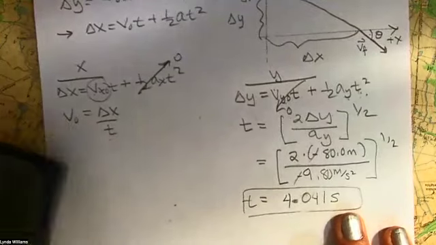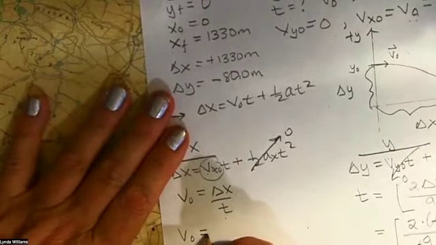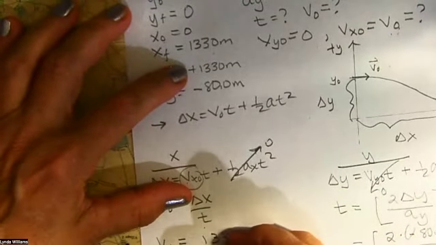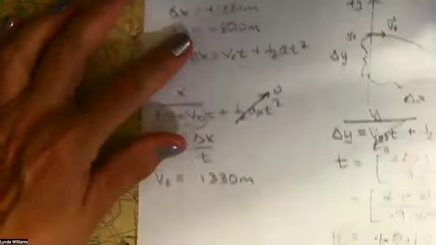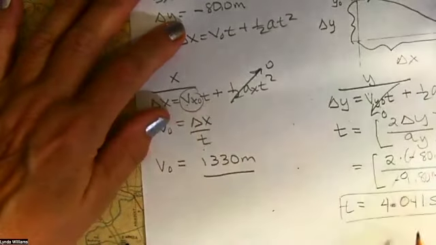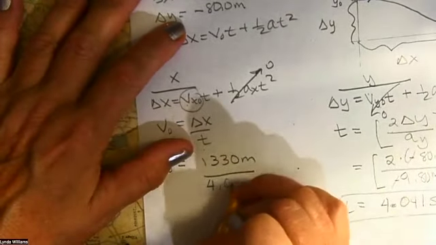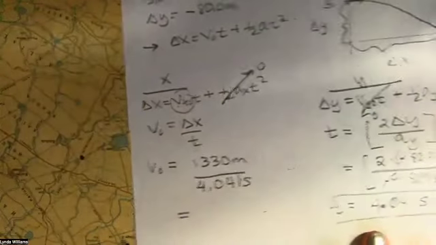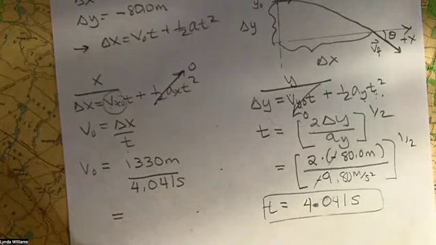4.041 seconds. Now we can use this over here. So I get V initial equals the total displacement, which is positive 1330 meters, divided by the time, which is 4.041 seconds.